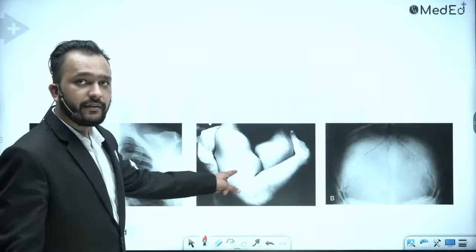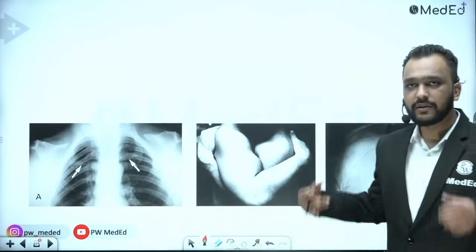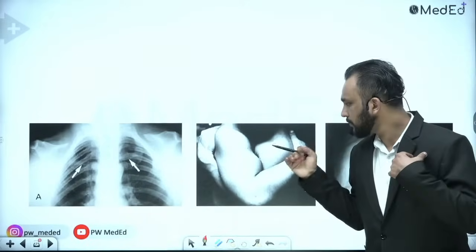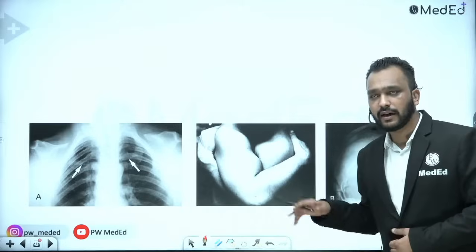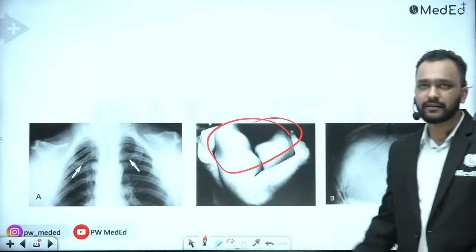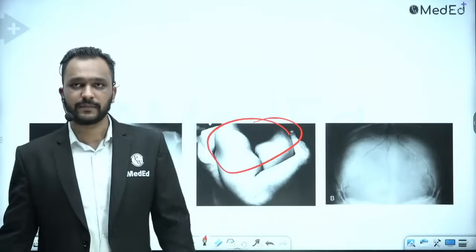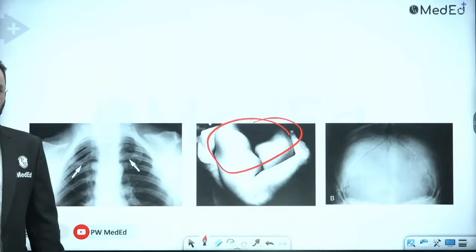Now here, this is a very interesting image, one of my favorite images. So here in this image, you can see that there are two people. What do you see in this image? Are two people hugging each other? Can you see that there are two people hugging each other? No, these are not two people hugging each other. Right? These are not two people hugging each other.